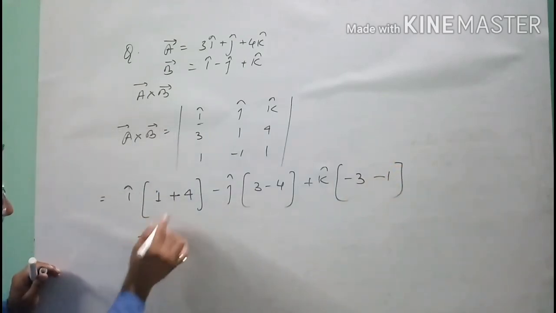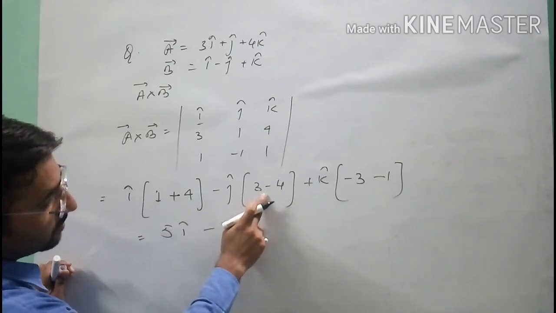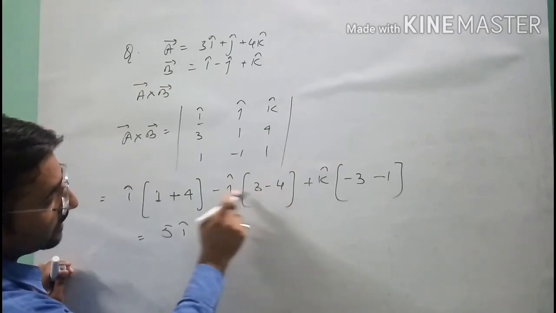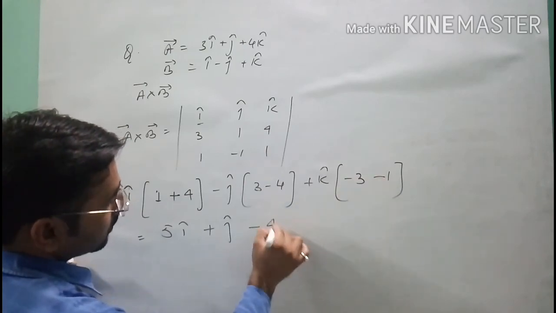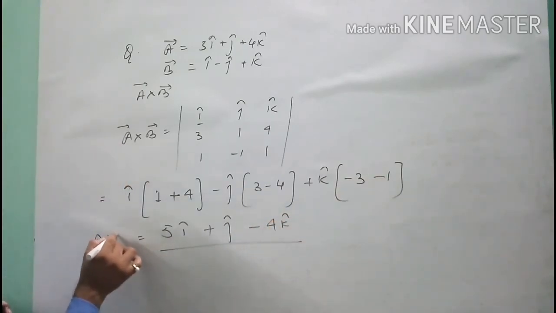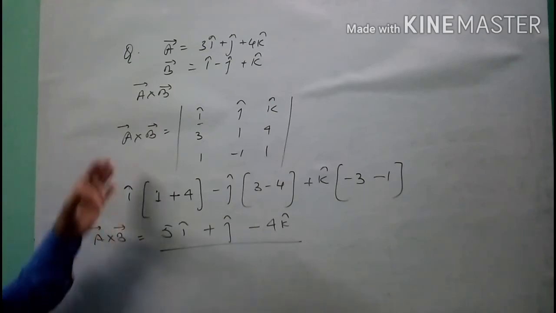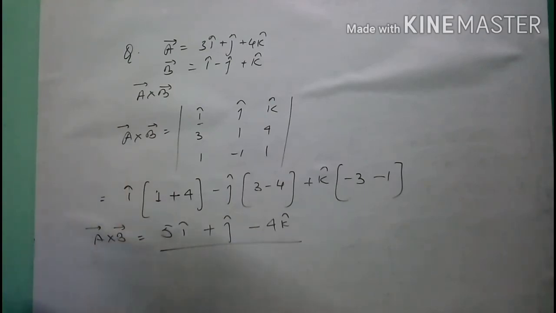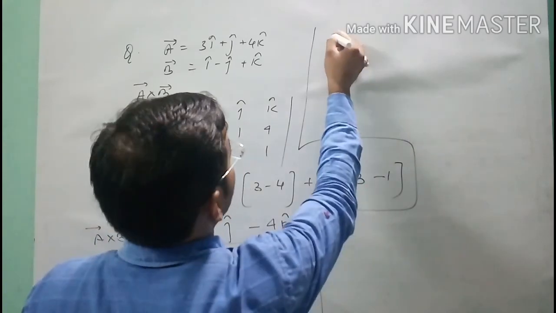So the solution is 4 plus 1, 5i cap, 3 minus 4, minus 1, plus j, and minus 4 k cap. Point is clear. This is the value of A cross B which is in front of you. So you can easily find any solution with the help of this method very quickly and very easily, but you should try it two or three times at your home.